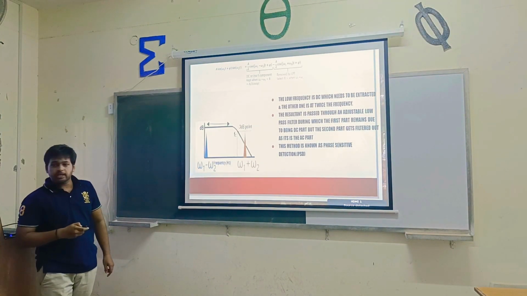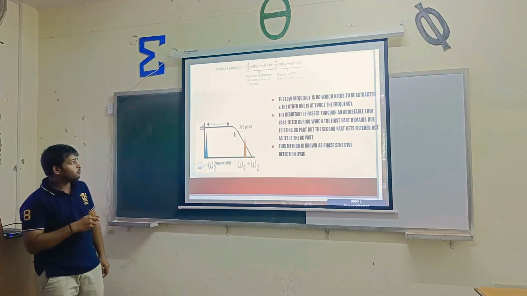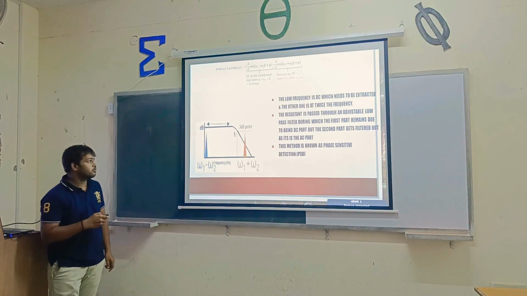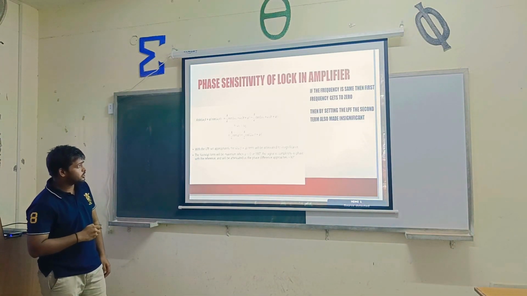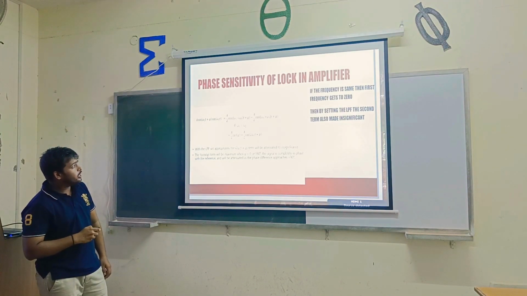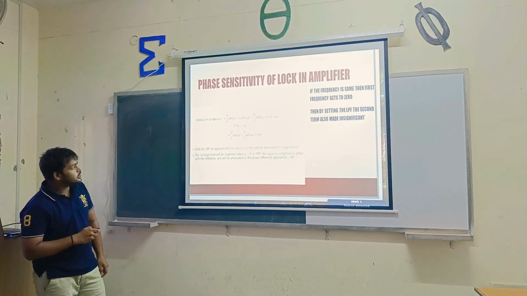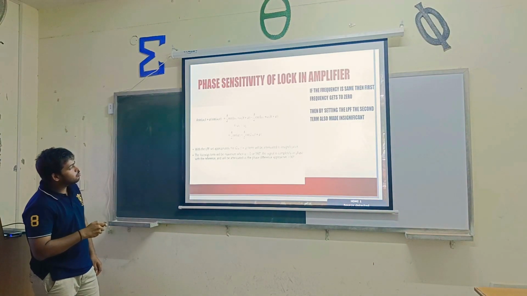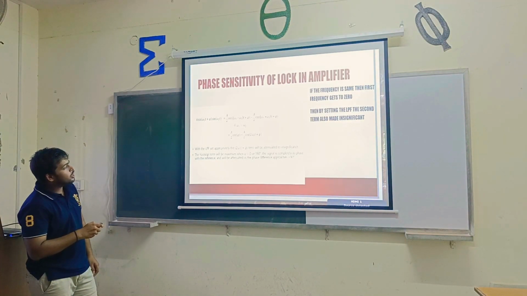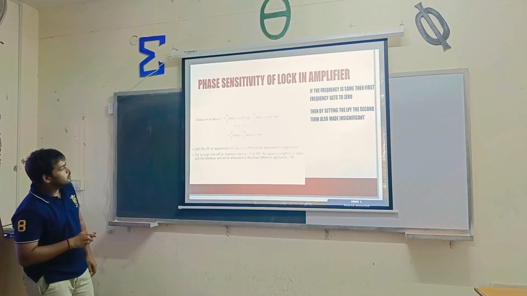Here, the phases of the locking signal are taken into consideration for filtering, so we call it phase sensitive detection. Now, the phase sensitivity of the lock-in amplifier. When we take two signals and multiply them, we get two terms. When the frequencies are added, this part is filtered out as it is the AC component. The remaining part is this one. When omega 1 equals omega 2, we get two cases here.